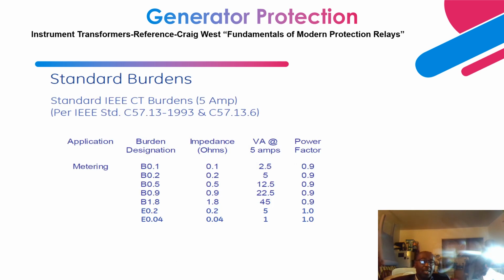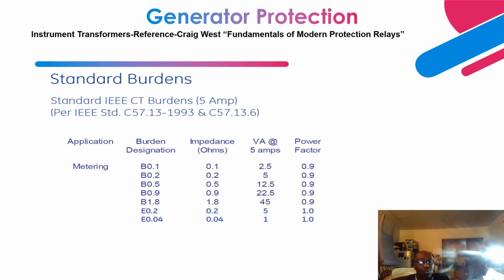Okay, so like I indicated, the protected relays or the measuring instruments are represented by burdens, standard. And there are standard burdens that are given by ANSI standard C57. So if you have a burden designation, let's say you have a metering instrument, and it says B0.1, it means that the connected burden, the measuring instrument, has a load of 0.1 ohms.